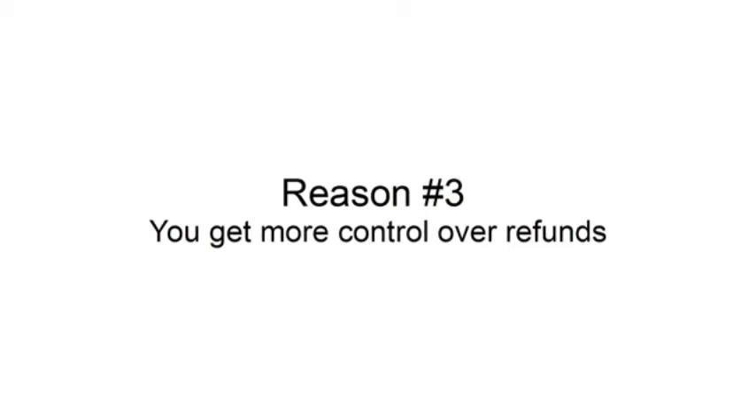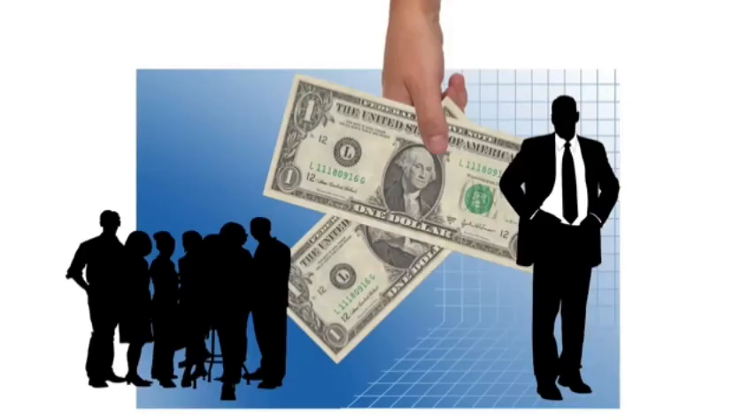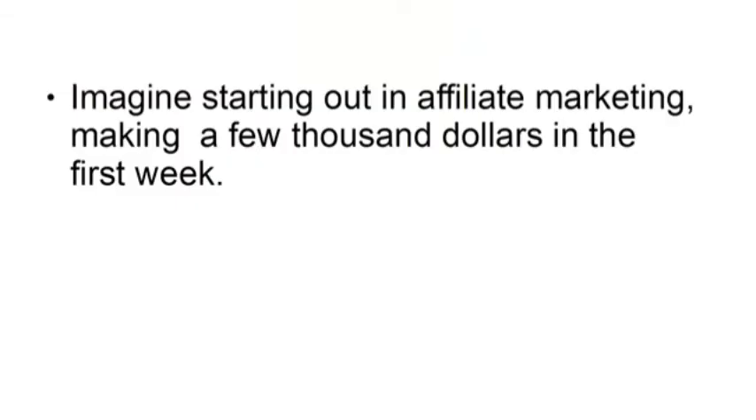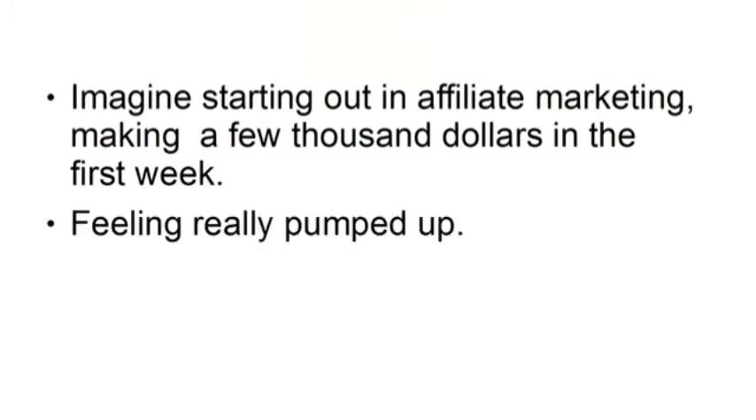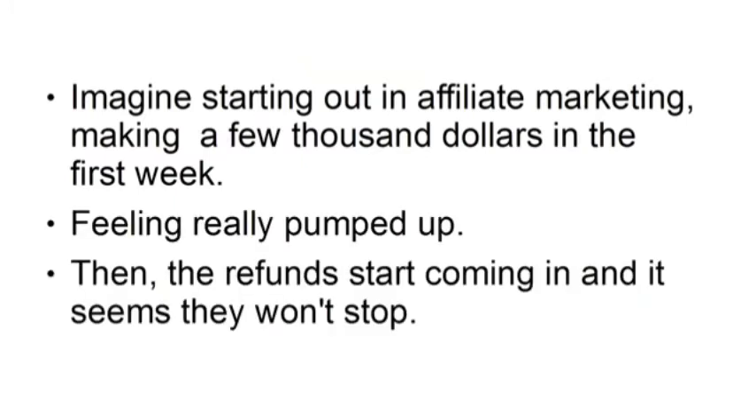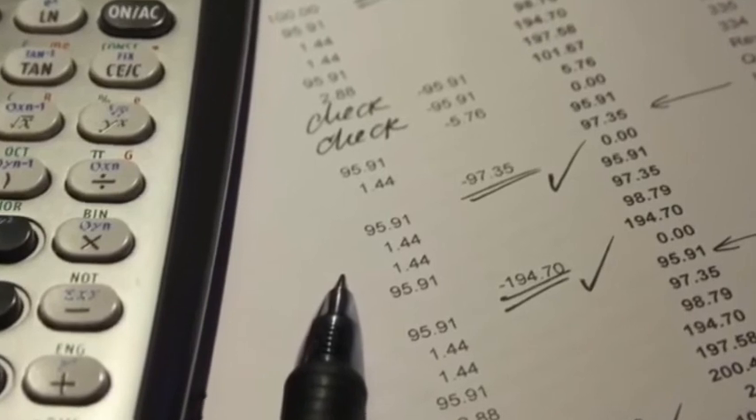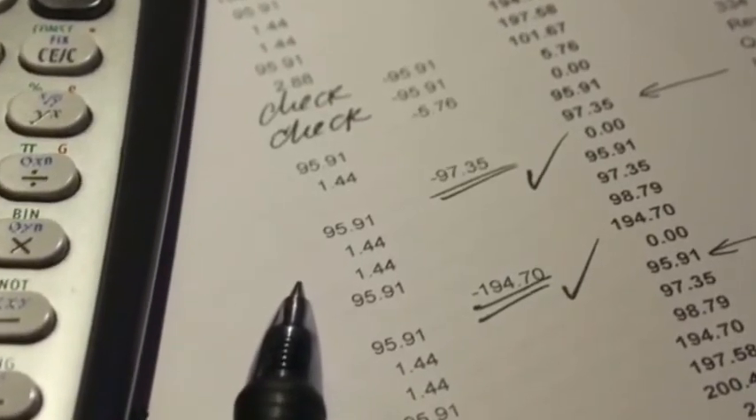Reason number 3. You get more control over refunds. I don't know about you, but most affiliate marketers hate refunds. Imagine starting out in affiliate marketing, making a few $1,000s in the first week, feeling really pumped up. Then the refunds start coming in, and it seems they won't stop. Then you look at your bank account and almost all the profits have vaporized. That's how bad refunds can be.